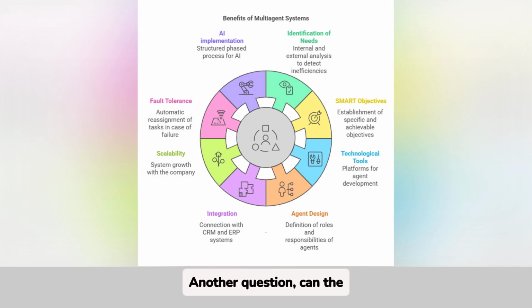Another question, can the multi-agent system grow with the company? Yes, the multi-agent system can grow with the company through a scalable architecture designed to allow the incorporation of new agents in a flexible and progressive manner, adjusting to changes in demand or new business needs. This scalability can be achieved through the modularity of the system, which means that each agent is developed as an independent unit, capable of integrating with others without affecting the overall operation.